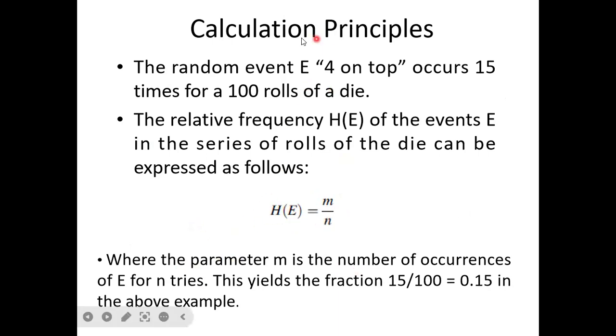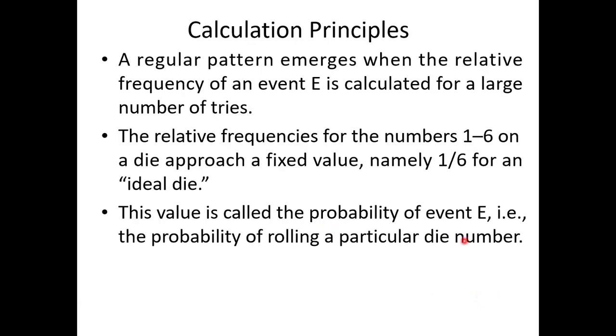For example, a random event E, 4 on top, occurs 15 times for 100 rolls of the die. So what is the formula? We need to calculate 15 by 100, that is the number of occurrences, 15, for 100 tries. We are getting 0.15 in the above example. So for example, if the die is fixed to only one value, that is the ideal die.